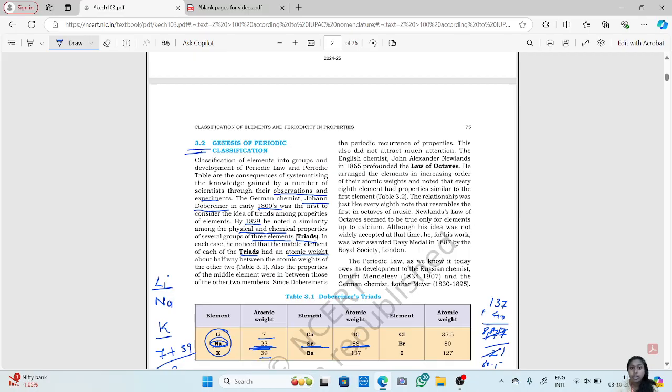This also did not attract much attention, because arranging in increasing atomic order in a cylindrical way, there is a lot of things; we also have to prove their properties. Just arranging them in increasing atomic order won't make much sense, right? So this was also eliminated. Then there was an English chemist, John Alexander Newlands.